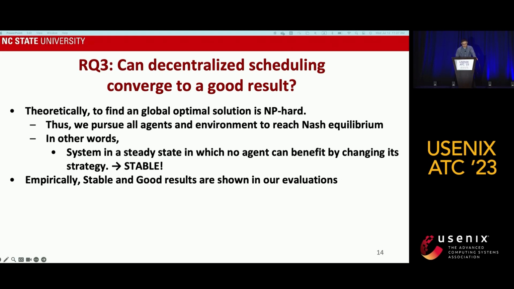In this paper, we review some previous papers that tried to find a global optimal solution for the multi-tenant scheduling situation. However, they proved that it's an NP-hard problem. Our consideration is to make each agent converge as soon as possible, not to pursue the global optimum. Thus, we consider the whole system reaching the Nash equilibrium, which means a stable system. So we empirically show our design could reach a stable and good enough result as soon as possible.